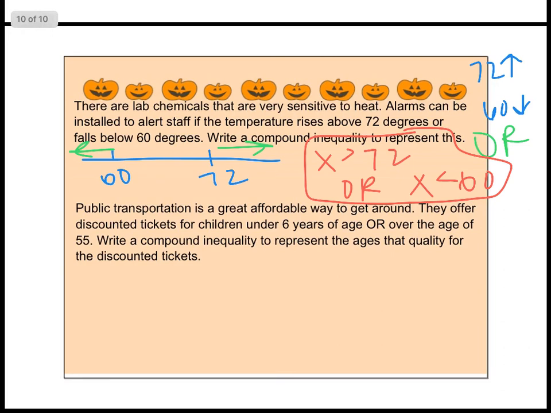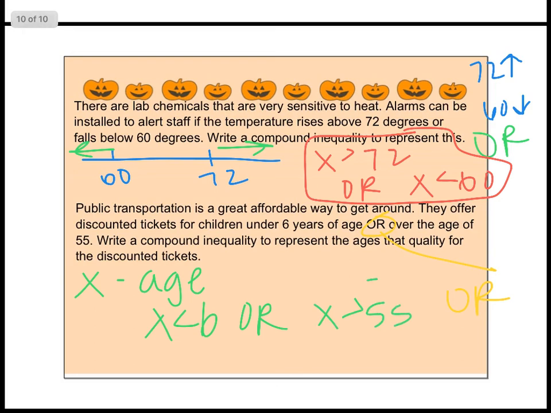For our next one, public transportation is a great affordable way to get around. Discounted tickets are offered for children under 6 years of age or over the age of 55. Write a compound inequality to represent the ages that qualify for the discounted tickets. I kind of gave a hint here. That word or is a hint that this is going to be an or compound inequality. So we get a discount if, let's say x is age, if the age is less than 6, or if you're over the age of 55, you will get the discount.